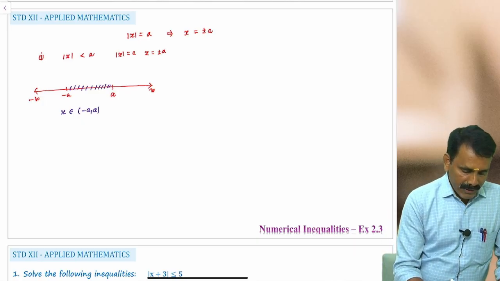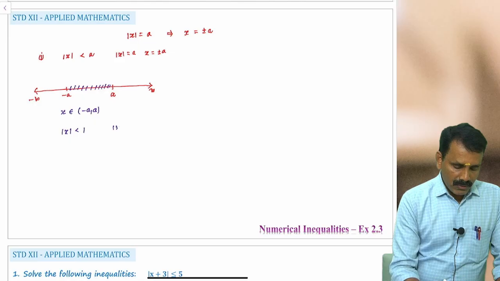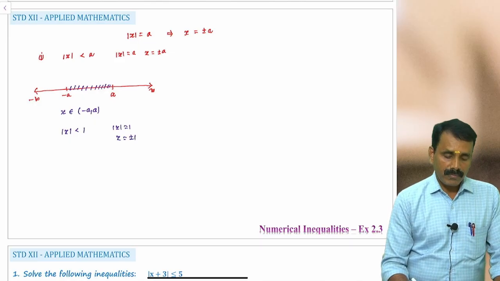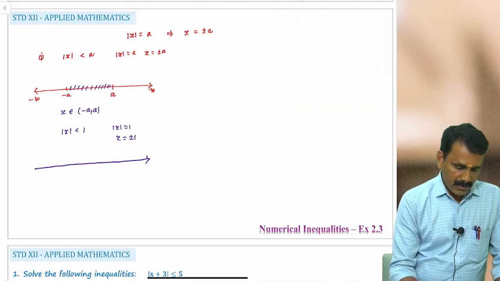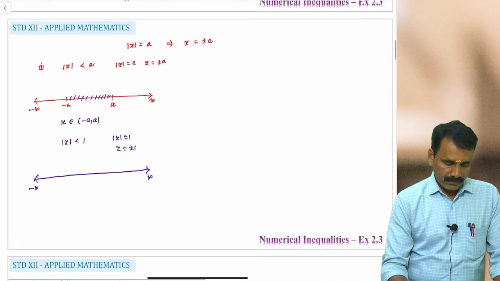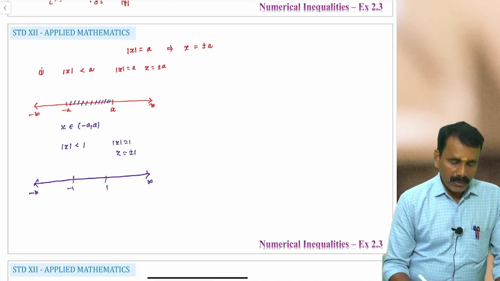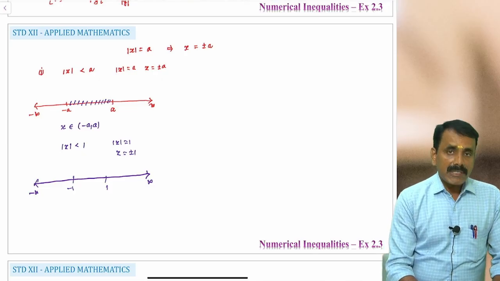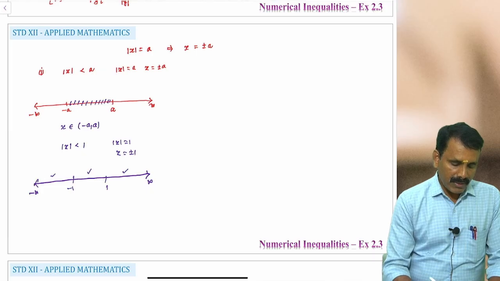For example, you can take mod x is less than 1. If you take mod x is equal to 1, then your x value will be equal to plus or minus 1. We can draw this on the real number line, from minus infinity to plus infinity, and we mark minus 1 and plus 1. Now my answer for this inequality can be here, or here, or it can be here.